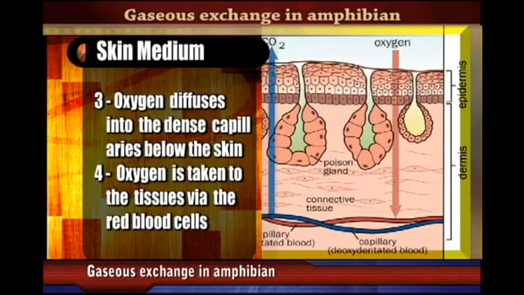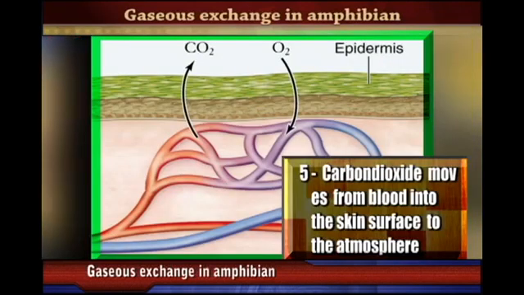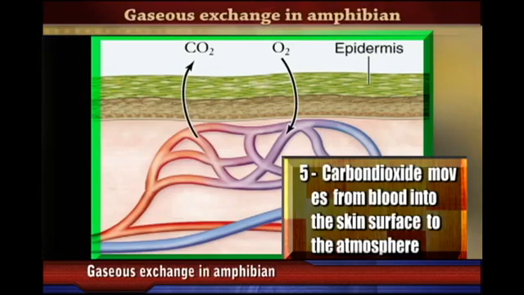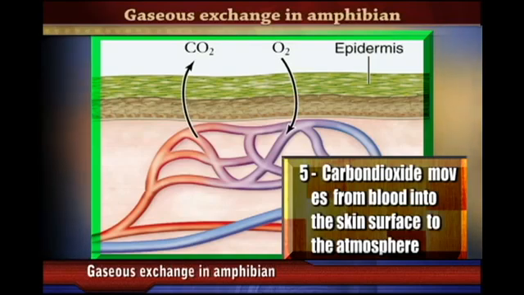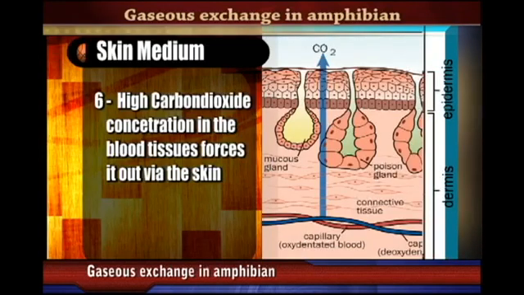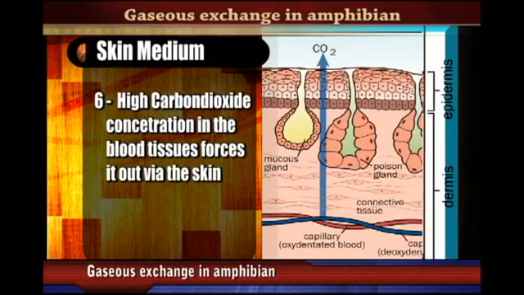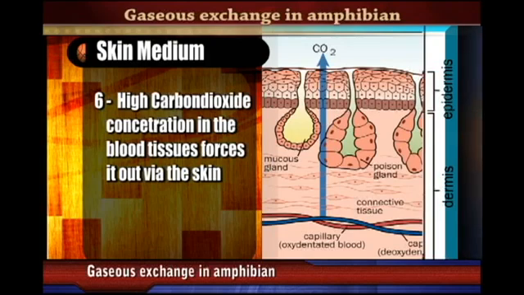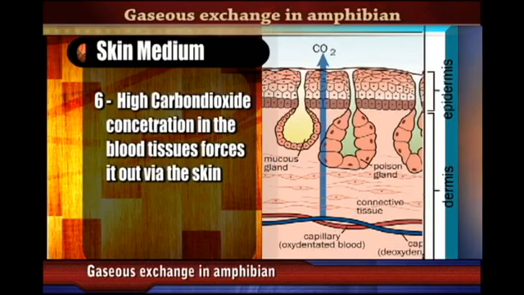Oxygen will be taken to the tissue via the red blood cells, and carbon dioxide will move from the blood into the skin surface to the atmosphere. And the high concentration of carbon dioxide in blood tissue leads to the forcing of carbon dioxide to move out via the skin surface. That is the gaseous exchange via the skin.